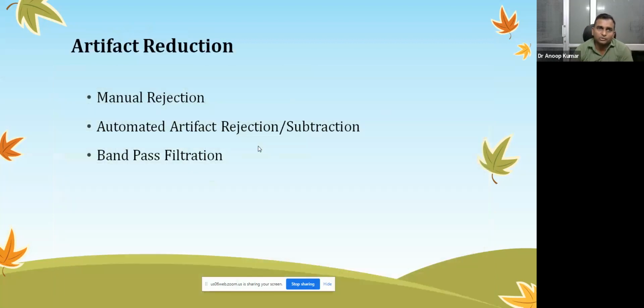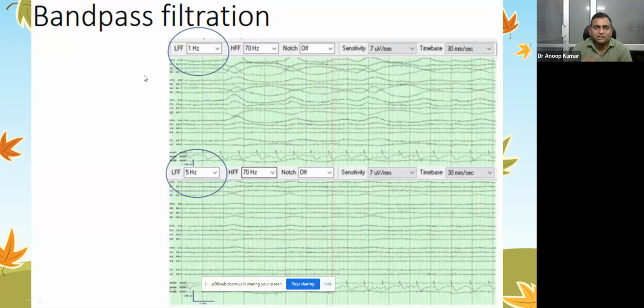So how do you reduce artifacts? We do the manual rejection and automated artifact rejection. Subtraction methods are present in the EEG machine, and band pass filtration we usually use for that. These are two types: lower frequency filtration and upper frequency filtration.